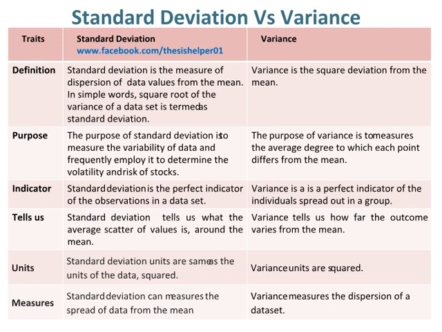Standard deviation tells us the average scatter of values around the mean, whereas variance tells us how far the outcome varies from the mean. Standard deviation units are the same as the units of the data, whereas variance units are squared. Standard deviation can measure the spread of data from the mean, whereas variance measures the dispersion of a dataset.